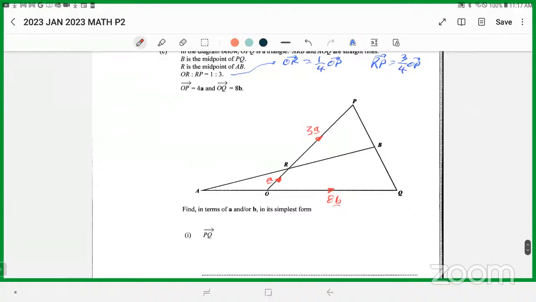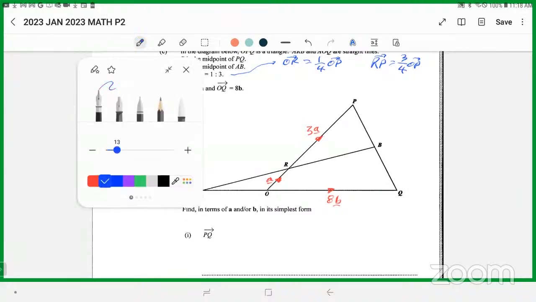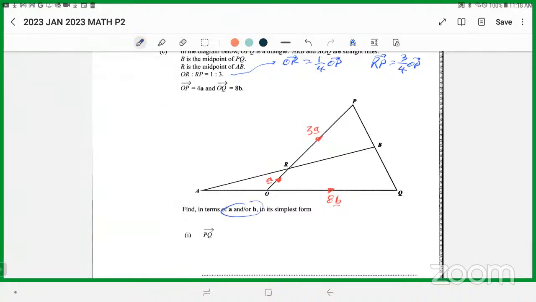It says we are to find, in terms of a and or b, that's small a and a small b, so all the answers must be expressed in terms of the small a and the small b, in its simplest form, the vector PQ. Now remember, I always say if you know the position vectors, you can use them to find it. And I do know the position vectors. I know the position vector of the P, and I know the position vector of the Q. And so I can use the formula method to find this PQ.